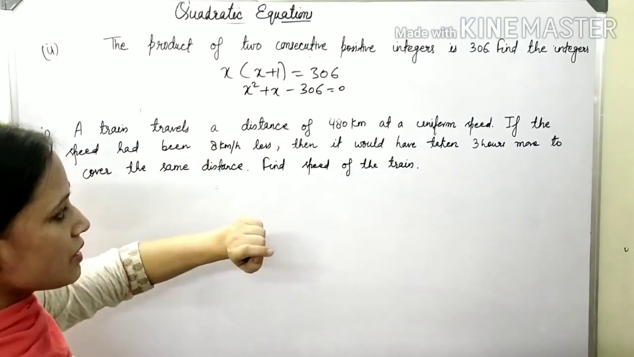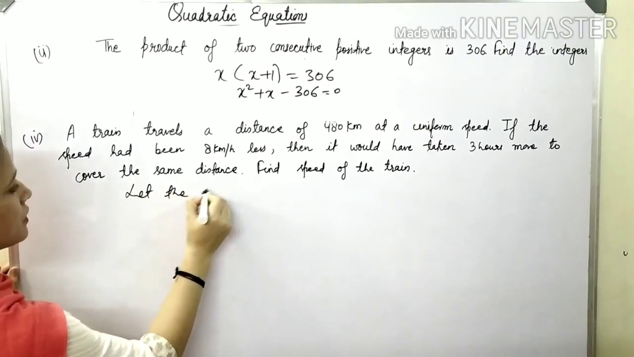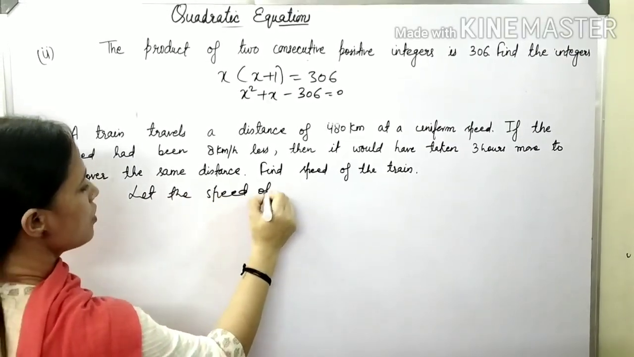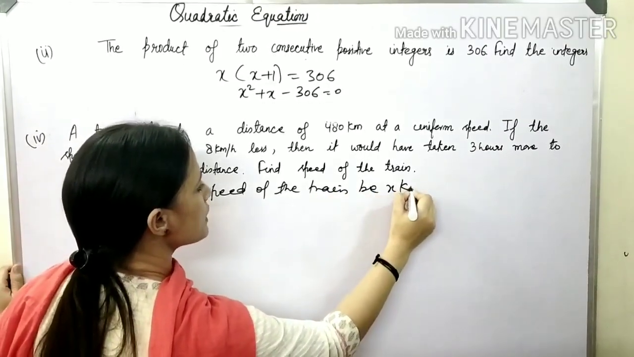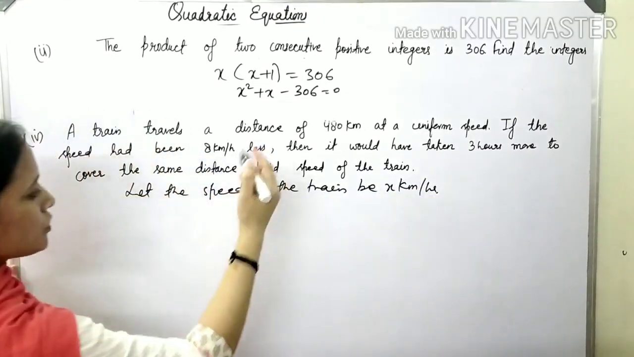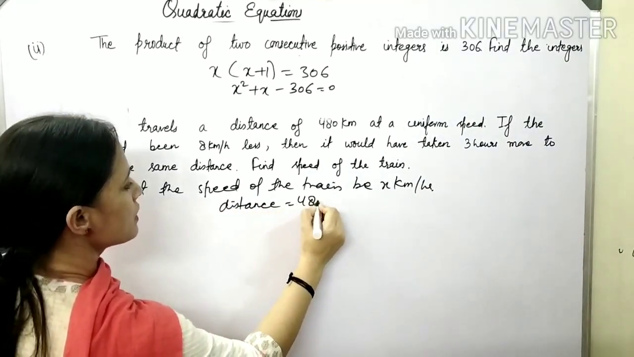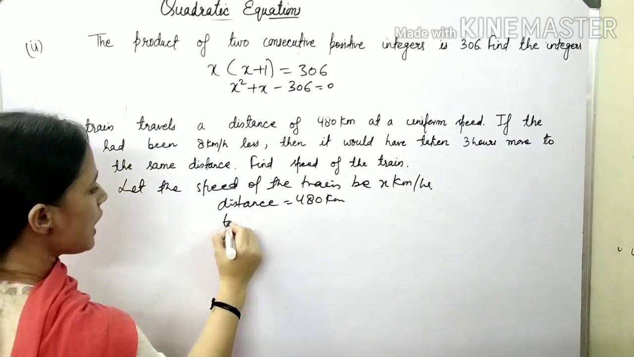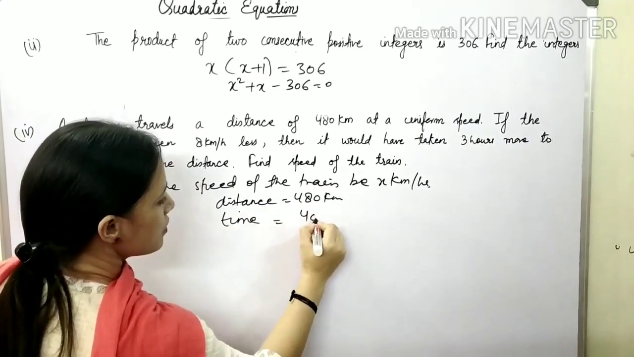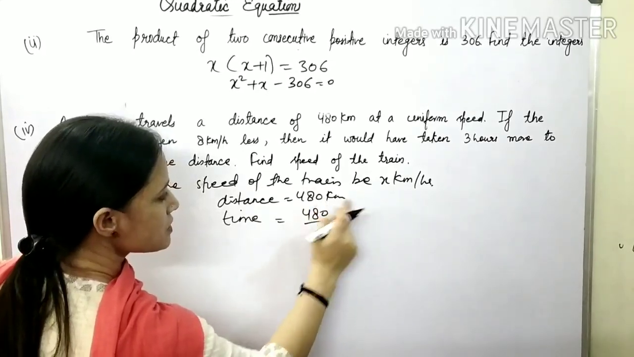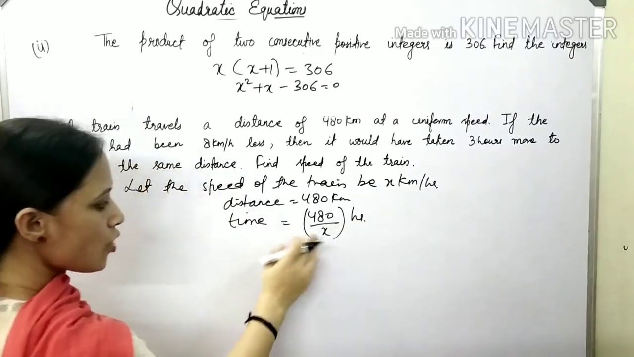This distance is given. We will assume the speed of the train. Let the speed of the train be x km per hour. Fine. So distance given is 480 km. So time, that is the normal timing which it would be taking, will be distance upon speed, that is 480 upon x hours, that is the normal timing.